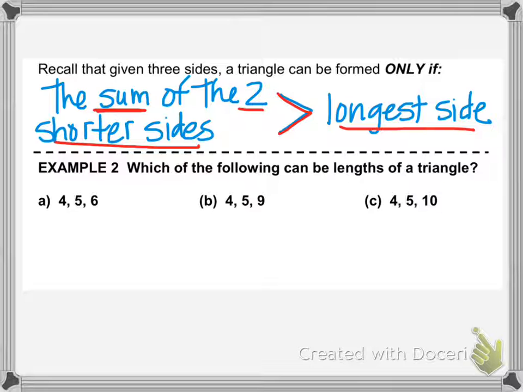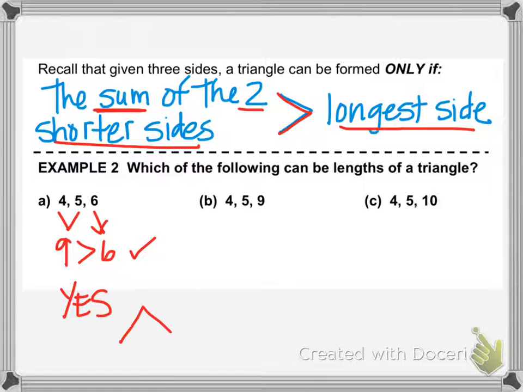Example 2, which of the following can be lengths of a triangle? So remember, you take the two shorter sides. So for A, that would be the 4 and the 5. Those add up to make 9. 9 is greater than 6, right? So since that is true, yes, this one will make a triangle if I put those three side lengths together.